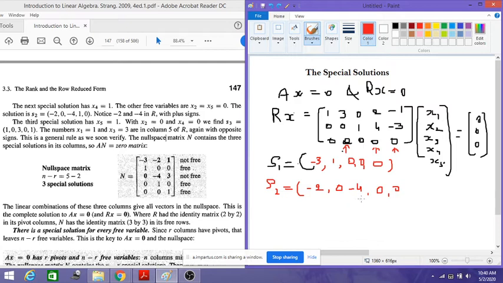Sorry, this we have made 1, right? So this is 1 and this is 0. And the last solution I'll get here is S3. If I make the fifth variable equal to 1, then for that this x1 will become 1 and this is 0 and this is minus 3 I'll get. And the remaining, this is 0 and this is 1. So these are my 3 special solutions.